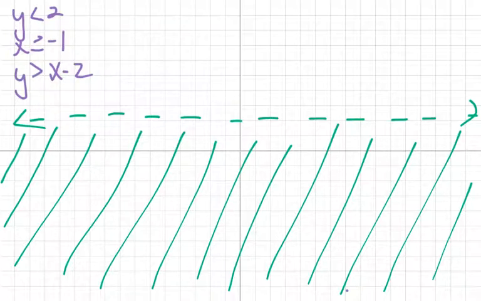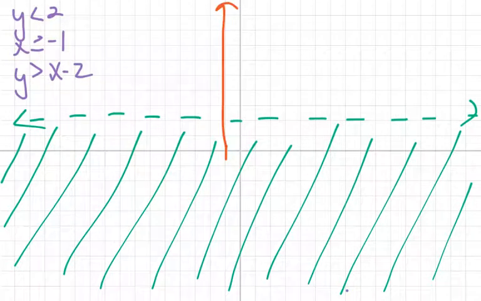And then the second one, x is greater than or equal to -1. So we're going to go over on our x-axis to the -1, and that is a solid line.